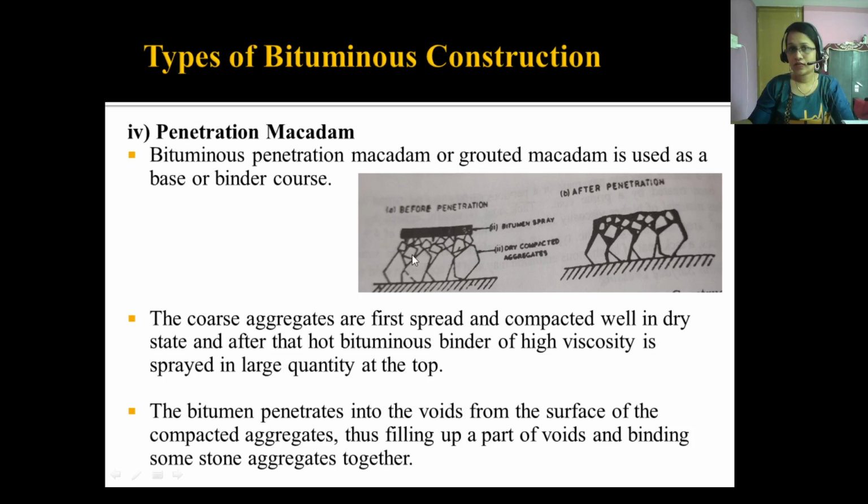So the coarse aggregates are first spread and the bituminous binder of high viscosity is sprayed in large quantities at the top. This bitumen will penetrate into the voids from the surface of the compacted aggregates, thus filling up the voids and binding some stone aggregates together. You can see here this is before construction, and after the bitumen penetrates into the voids, you can see this after construction. Before penetration and after penetration.